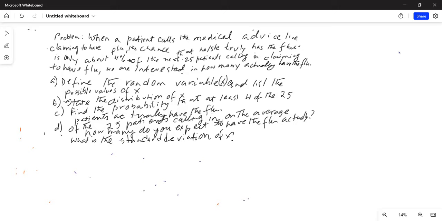Part B. State the distribution of X. Part C. Find the probability that at least 4 of the 25 patients actually have the flu. Part D. Of the 25 patients calling in, on the average, how many do you expect to actually have the flu? What is the standard deviation of X? So let's get started.